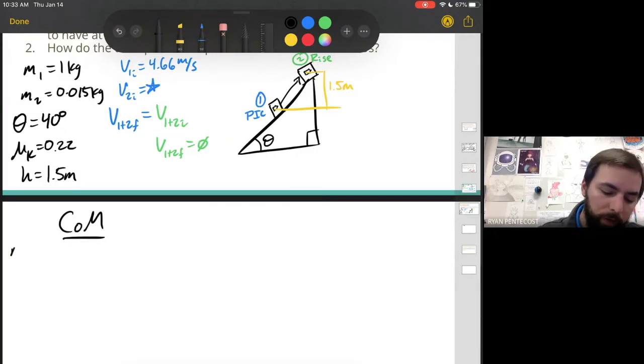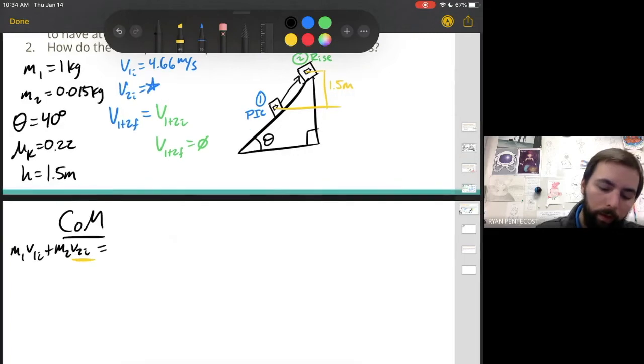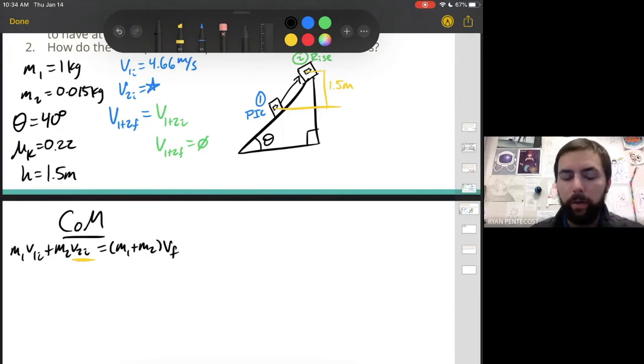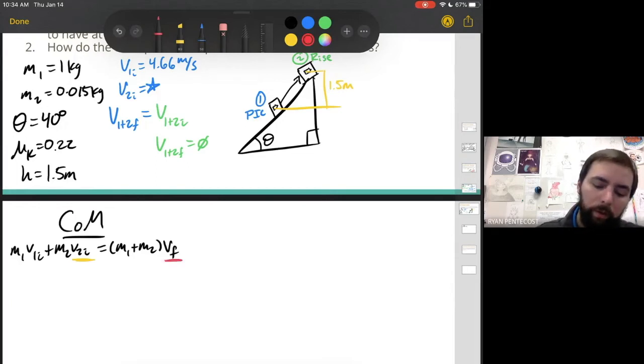So you've got M1 V1 initial plus M2 V2 initial. That is what we want. That equals M1 plus M2 V final. But that V final is not 0 this time, right? Now we know that it's going to be moving. However, we don't know how fast it's going to move, right? That's the one that we're missing. This is your red star, right?